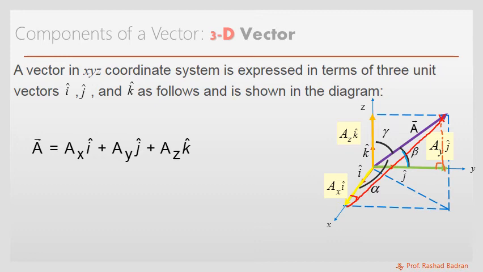In the same way, gamma can be obtained by using cosine gamma equal a_z over the magnitude of A, and the value of gamma can be obtained directly.